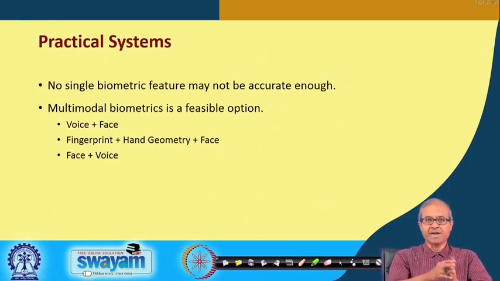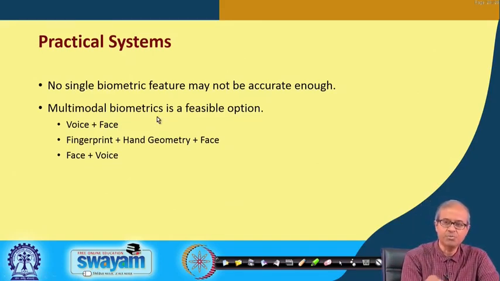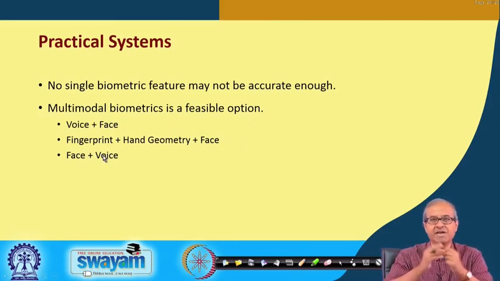Now, talking about practical systems, as I had said, no single system is 100% foolproof. So, you normally should have a combination of 2 or 3 important biometric traits to uniquely identify a person, right. This is called multimodal biometrics. Let us say you can have a combination of voice and face, you can have a combination of fingerprint, hand geometry and face, okay, face and voice, same thing is repeated anyway. So, you can have any combination of these.